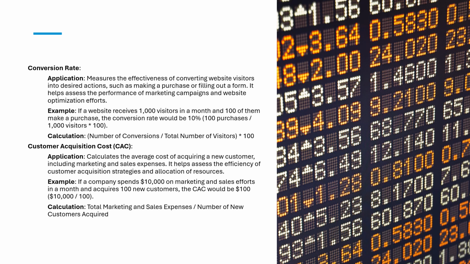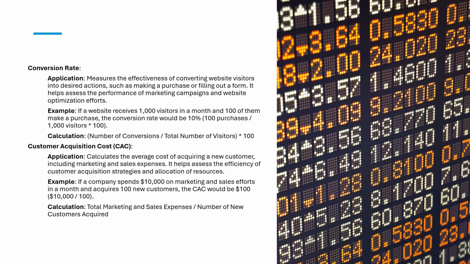Fine. So let us talk about the first KPI, which is the conversion rate. So how are websites measuring it? Conversion rate, as I said, is measuring the effectiveness of converting website visitors into desired actions such as making a purchase or filling out a form. And it also helps evaluate the performance of marketing campaigns and website optimization efforts. For example, if a website is receiving 1,000 visitors in a month and 100 of them make a purchase, the conversion rate would be 10%. Here you can see how we have calculated: number of conversions divided by total number of visitors multiplied by 100.